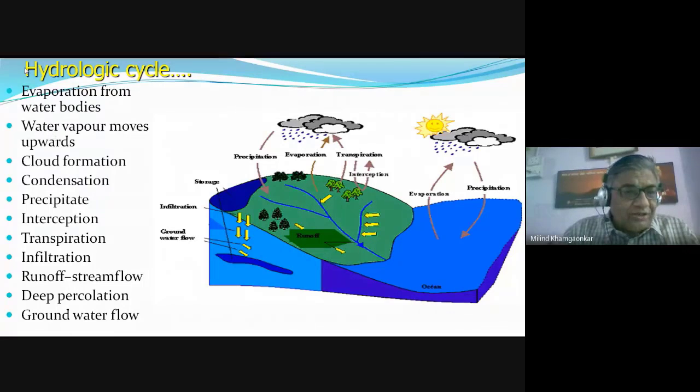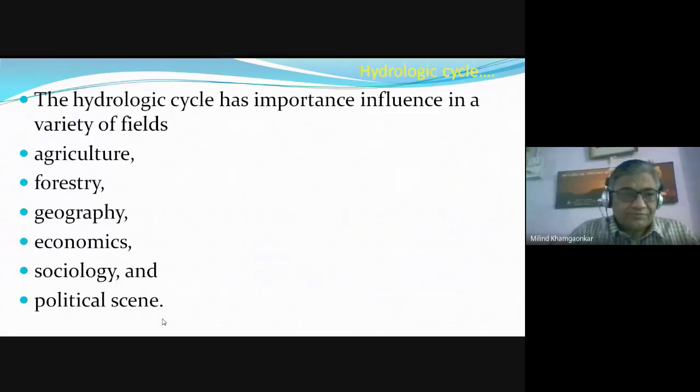So it includes all these parts, that is evaporation from water bodies, water vapor moving upwards, cloud formation, condensation, precipitation, interception, transpiration, infiltration, runoff, deep percolation, groundwater flow. The hydrologic cycle is very important to our day-to-day life. It is important from the point of view of agriculture, forestry, geography, and the economics of the country and of the world, which depend on the precipitation, the rainfall, and the sociological and political scene.